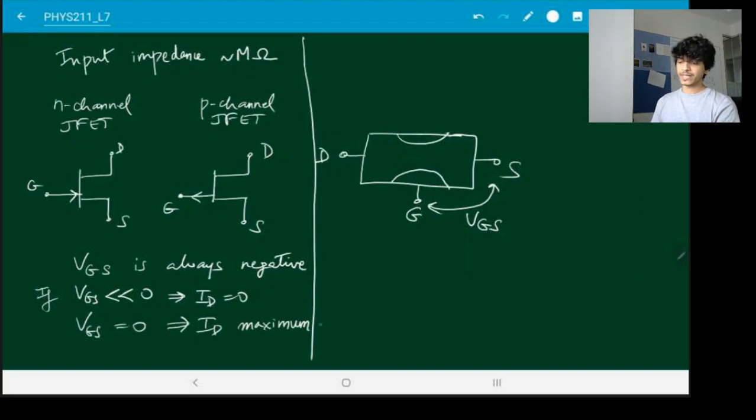So this is a device which is basically controlled by what you're doing at the gate. Depending on how much potential you put at the gate, you will either allow or disallow current to pass through. So this gives you a lot of control on the device. You can control what's happening at the gate and control how much current flows through. So let's see some of the characteristics.